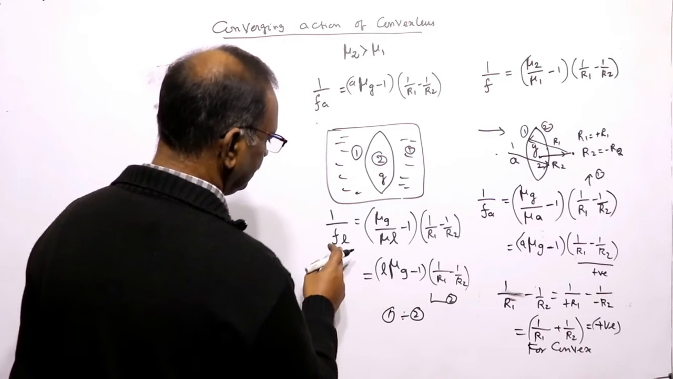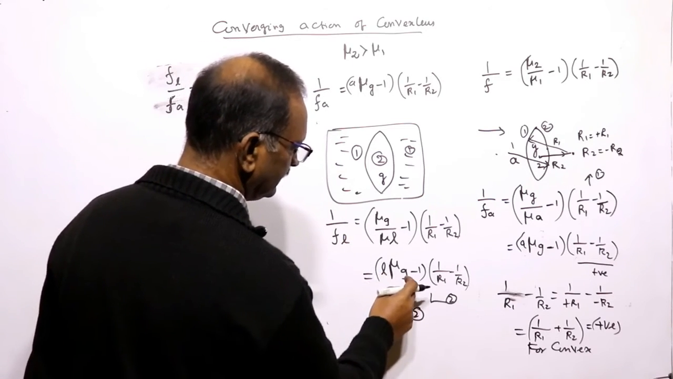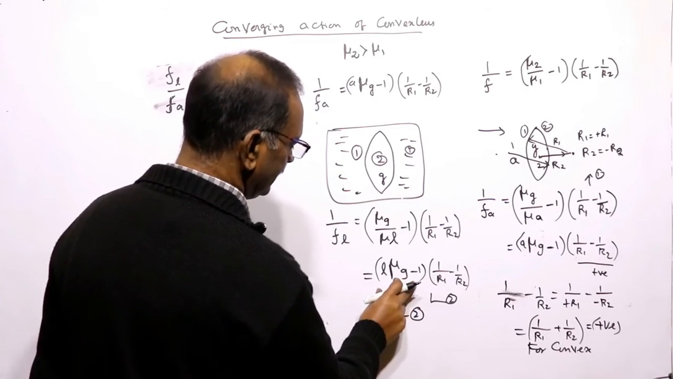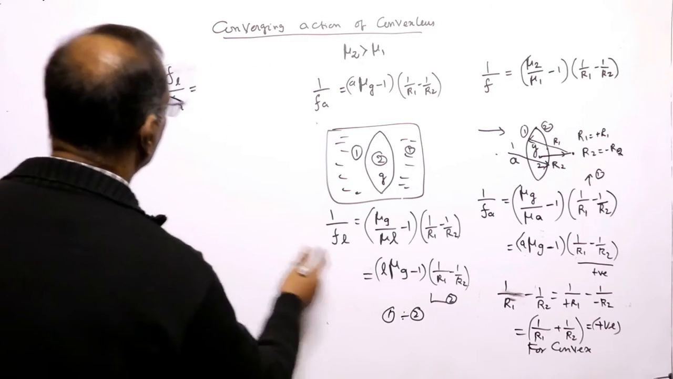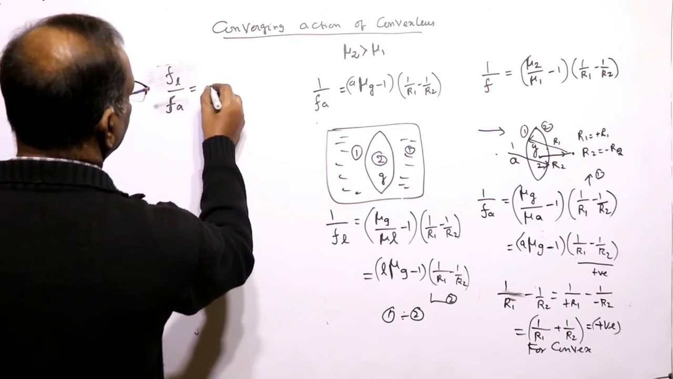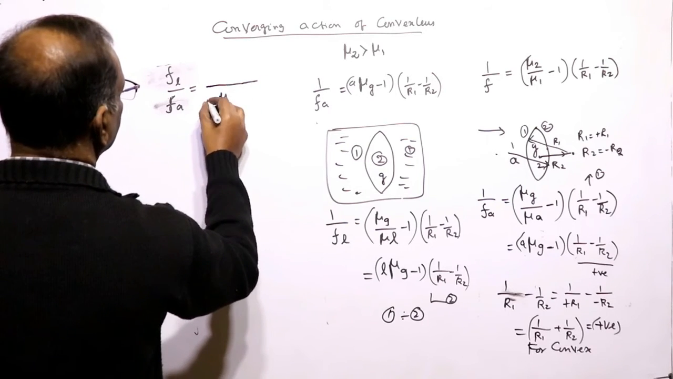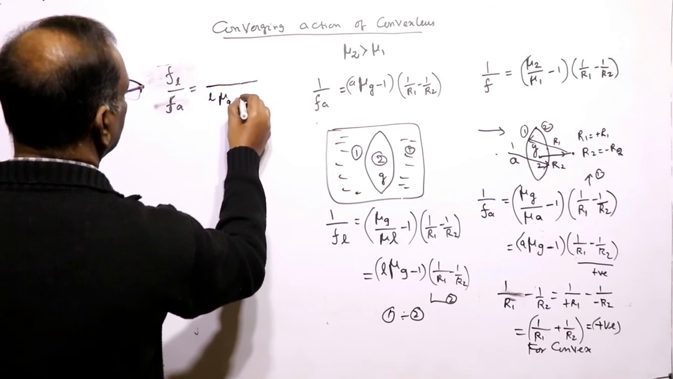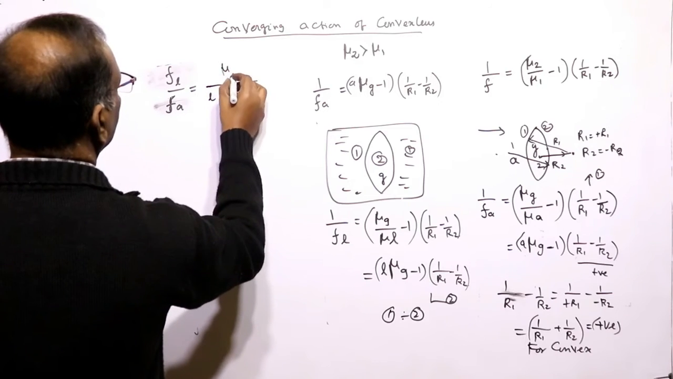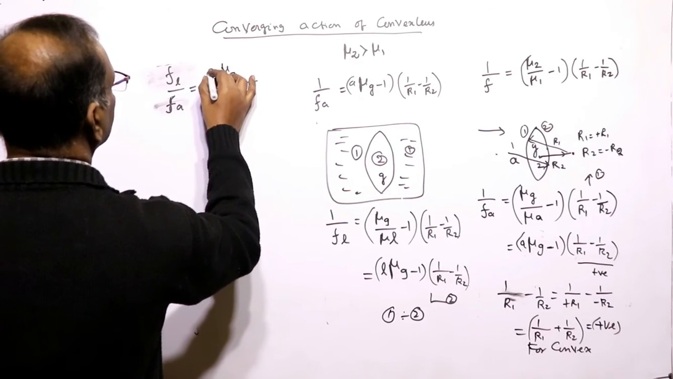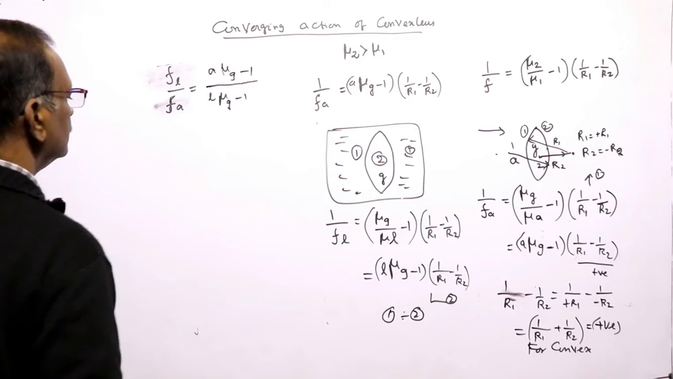Then this FL is 1 by FL, which means this is in the numerator. FL means this will be in the denominator. So this will be like this: refractive index of liquid with respect to glass minus 1, refractive index of glass with respect to air minus 1.